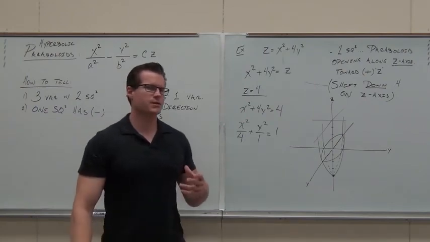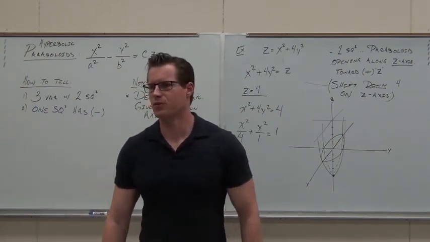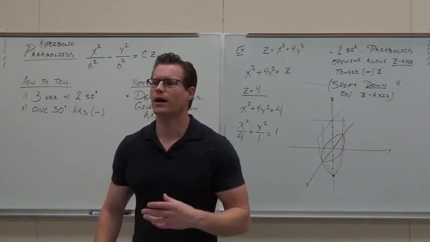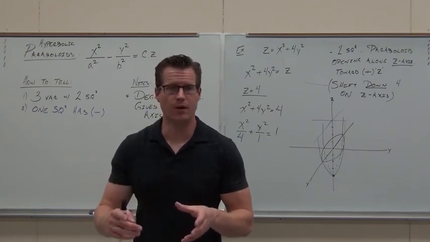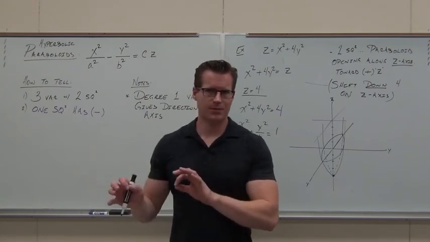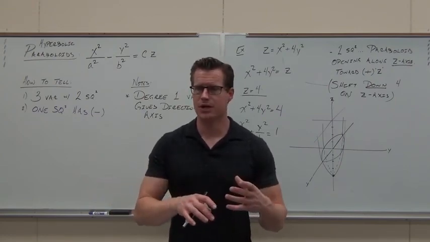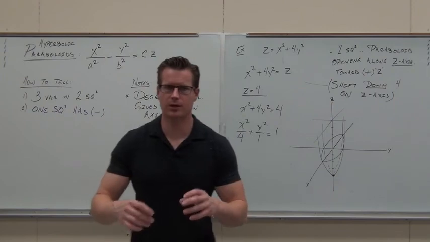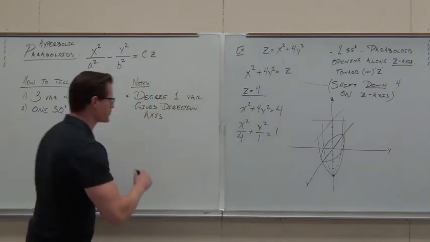But this stuff's going to change, and I could just give you the formula and say this is how you do it, but I want you to understand why. I want you to understand why these shapes are the way they are. So here's what we're going to do. We're going to plug in both positive and negative numbers into the degree 1 variable.